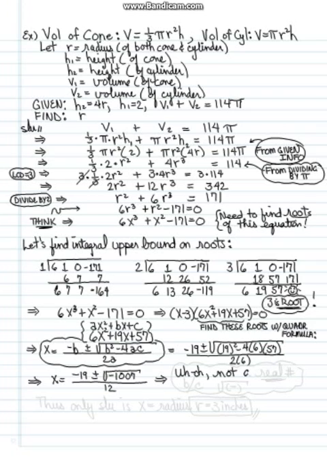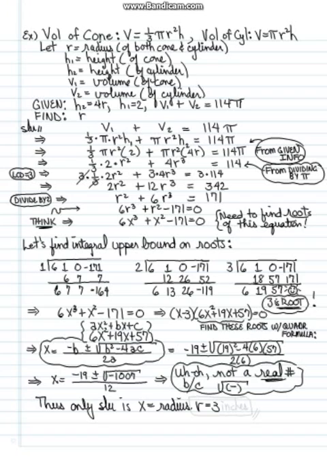Uh-oh. Square root of a negative number? That means this is not a real value. There is no other root that's real but x equals 3. Thus, the only solution we found was x, which is a radius, r, is equal to 3 inches, and we are finished.